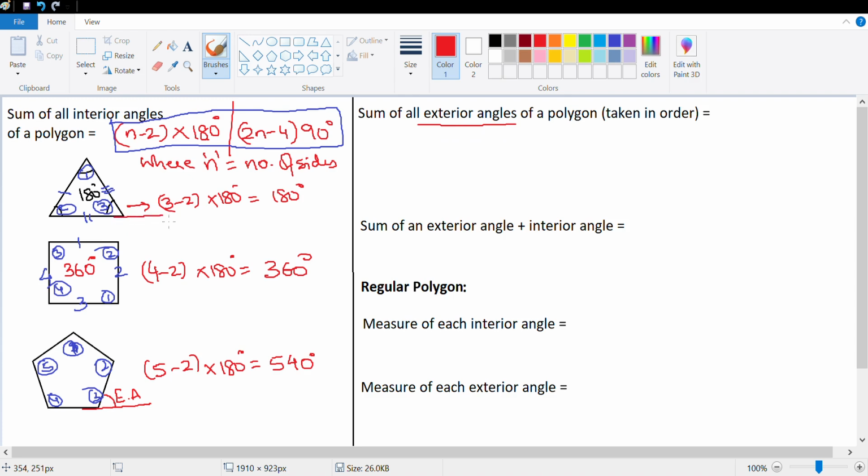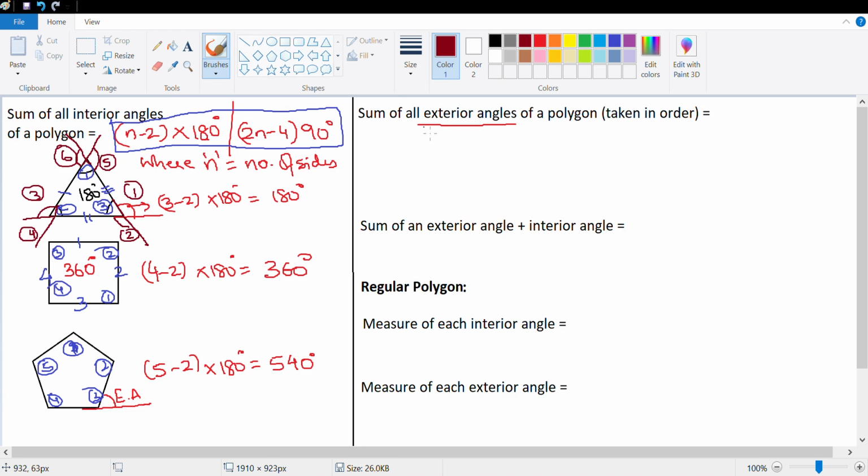If I extend it like this, this is my, let's change color. So this is exterior angle 1. If I extend it like this, then this is exterior angle 2. If I extend it like this, then this is exterior angle 3. If I extend this like this, then this is exterior angle 4. If I extend this side, this is my exterior angle 5, and if I extend this side, this is exterior angle 6. So we are looking at 6 exterior angles.